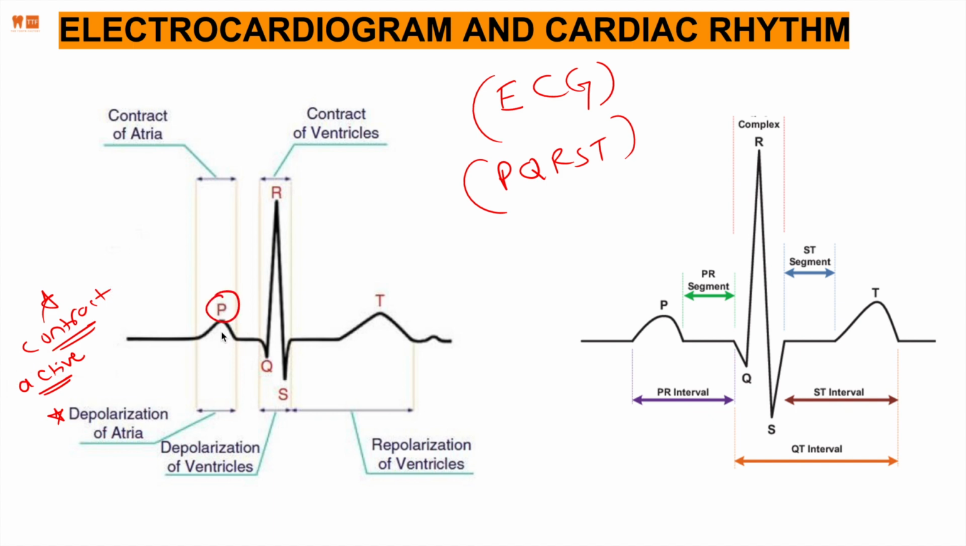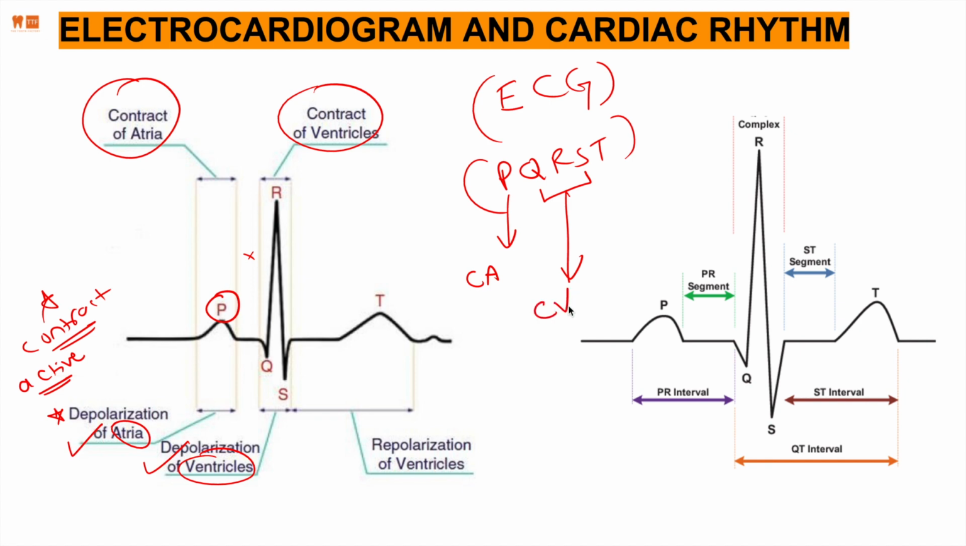P wave. P wave is the depolarization of atria. Atrium is the first thing to be contracted, right? So P wave is contraction of atria. And then there's a little bit of a gap. Now we have QRS. So we have the QRS wave, and that's the depolarization of ventricle. Very simple, right?